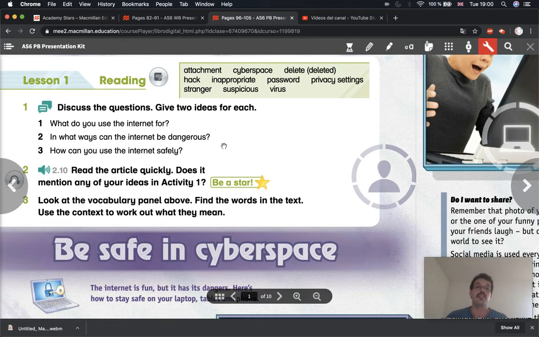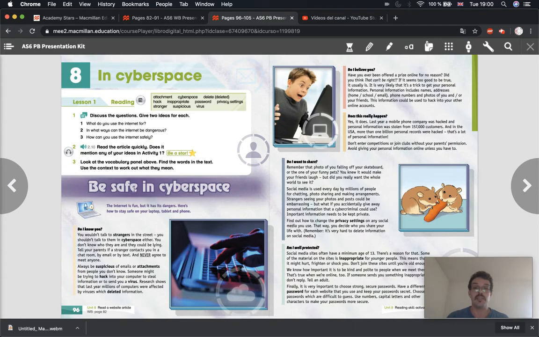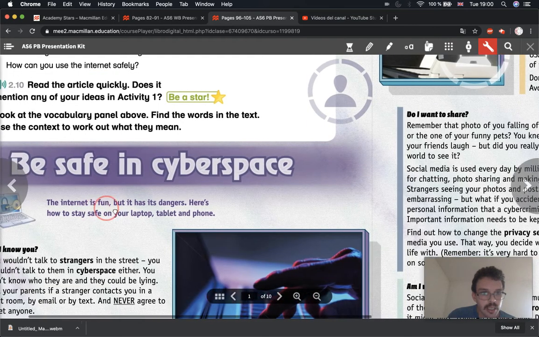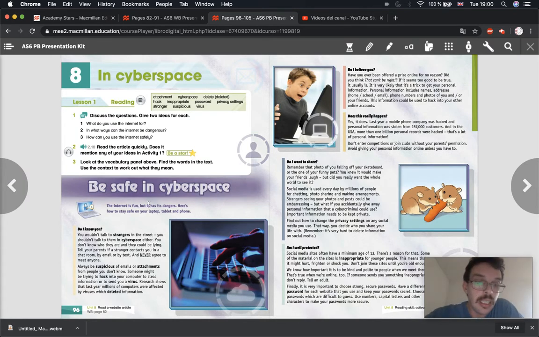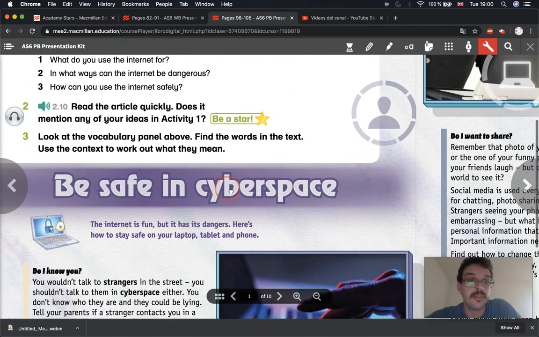So the first thing we're going to do is read the article. We have a big article to read, and it says, Be safe in cyberspace. The internet is fun, true, but it has its dangers. Here's how to stay safe on your laptop, tablet, and phone. So let's listen and read the article.